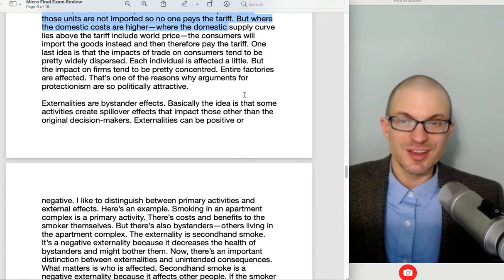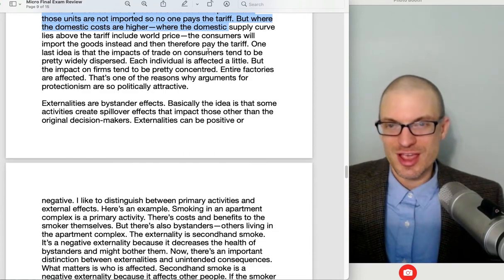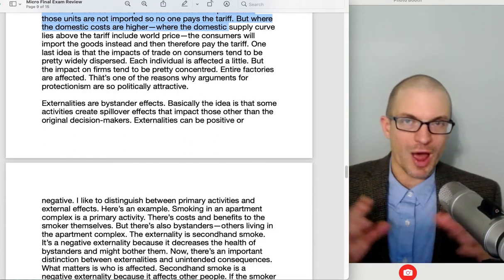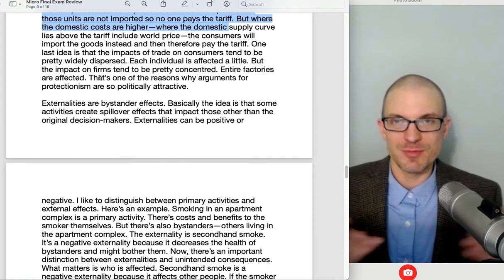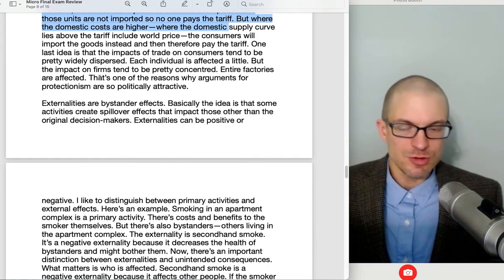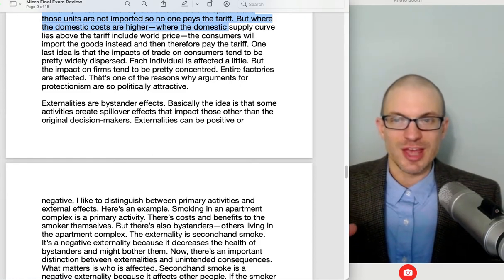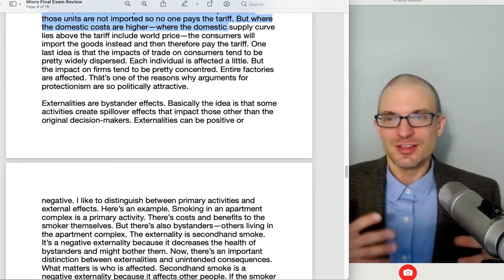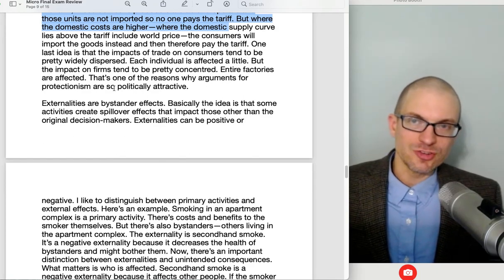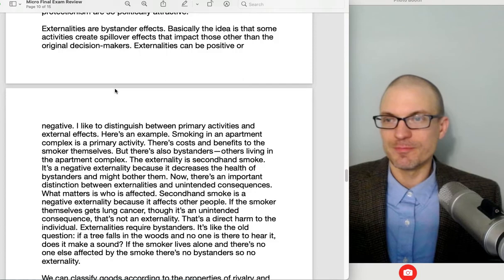One last idea is that the impacts of trade on consumers tend to be widely dispersed. How much do you benefit from international trade? A little bit on everything you buy. But the costs and the impacts on firms tend to be concentrated, right? Entire factories are affected. That's one of the reasons why the arguments for protectionism are often so politically attractive.